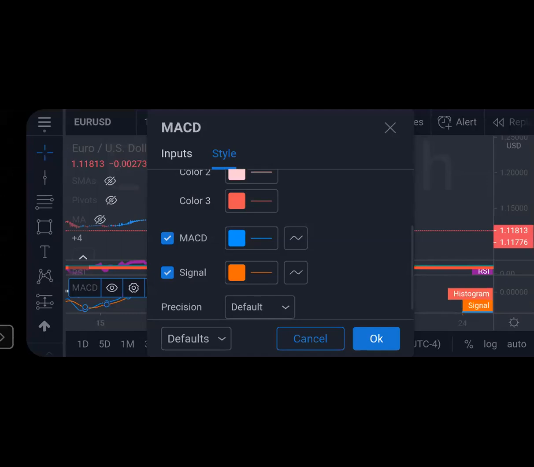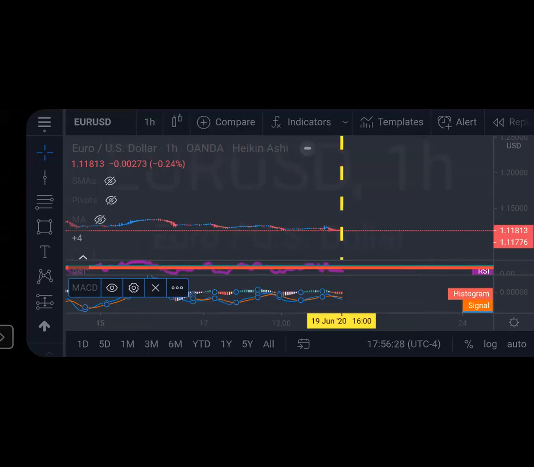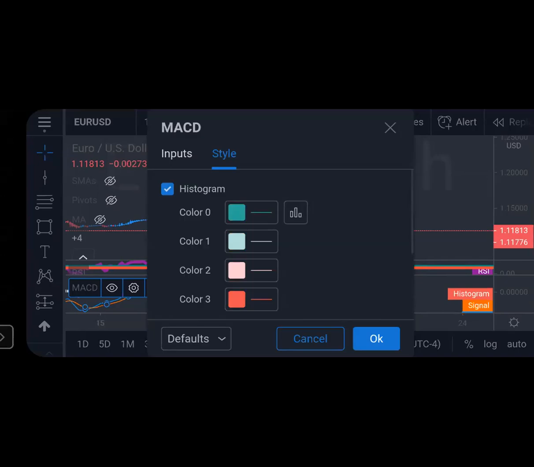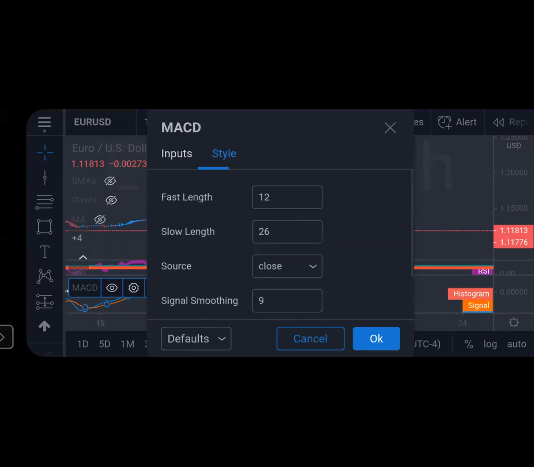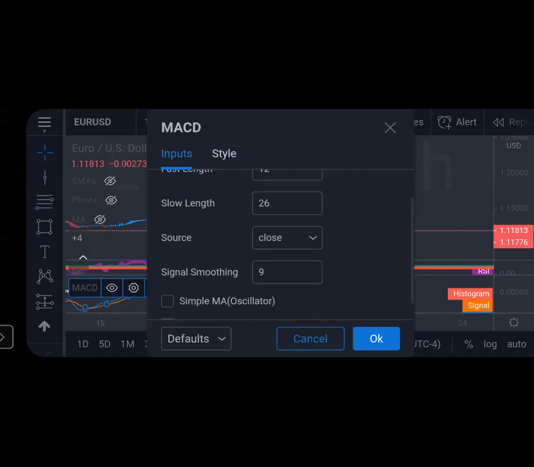Trying to find a histogram, but I guess not. It should be just, let me see which one. You know, they've got different MACDs on there, so I have to look it up and see which one it was. I know it's in my notes.